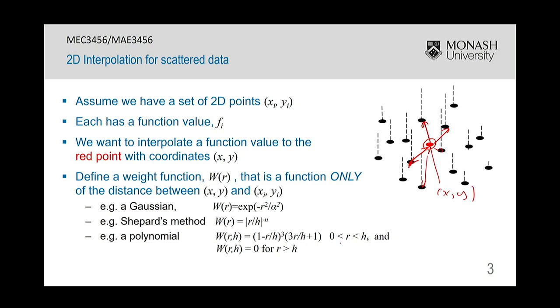In this particular example here, we have that the polynomial is equal to this polynomial provided that 0 is less than r is less than h. Again, h is some kind of smoothing length. And the weighting function w is equal to 0 when the radius is bigger than h. And there's actually very, very many other possibilities.